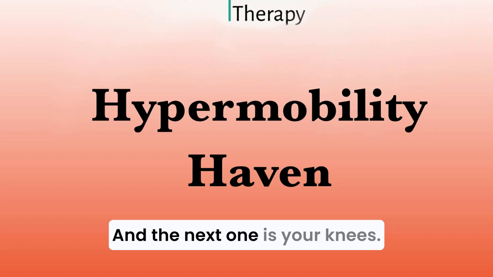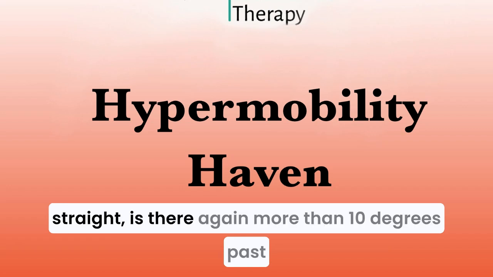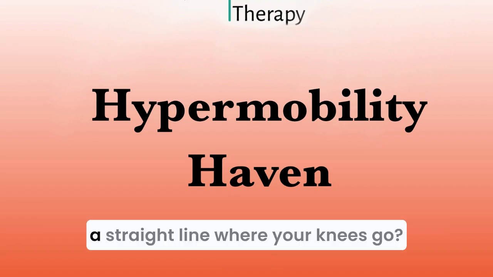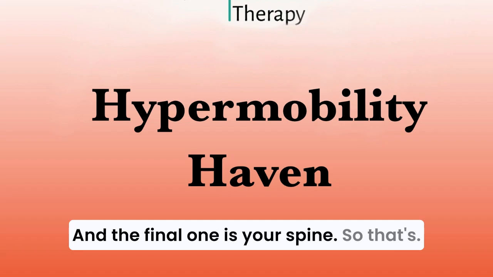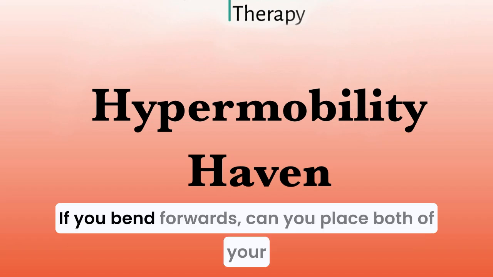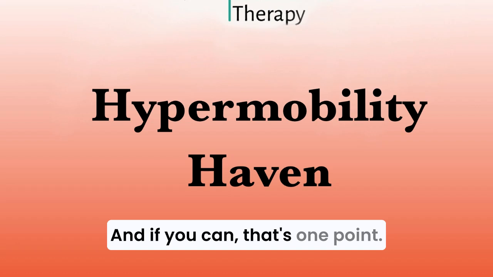And the next one is your knees. So when you stand with your knees locked back straight, is there again more than 10 degrees past a straight line where your knees go, and as with all the others, 1 point for each leg. And the final one is your spine. So if you bend forwards, can you place both of your hands flat on the floor without bending your knees? And if you can, that's 1 point.